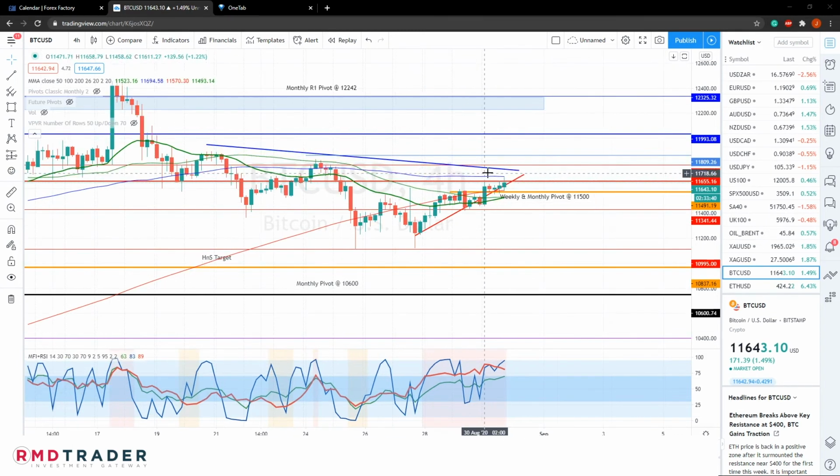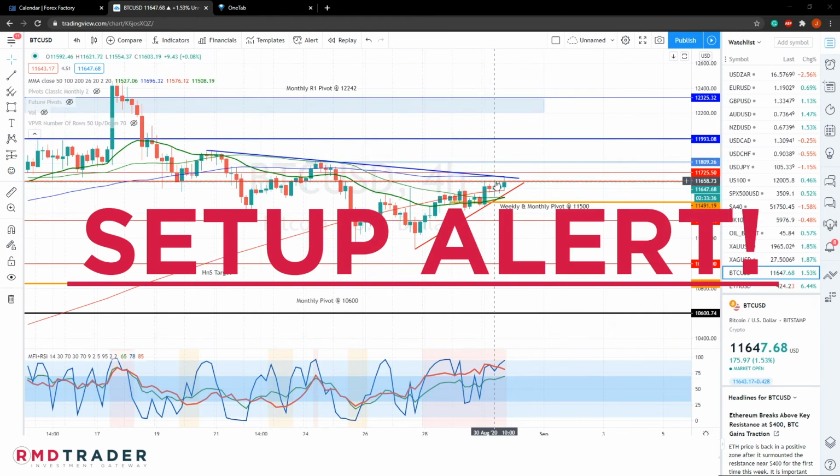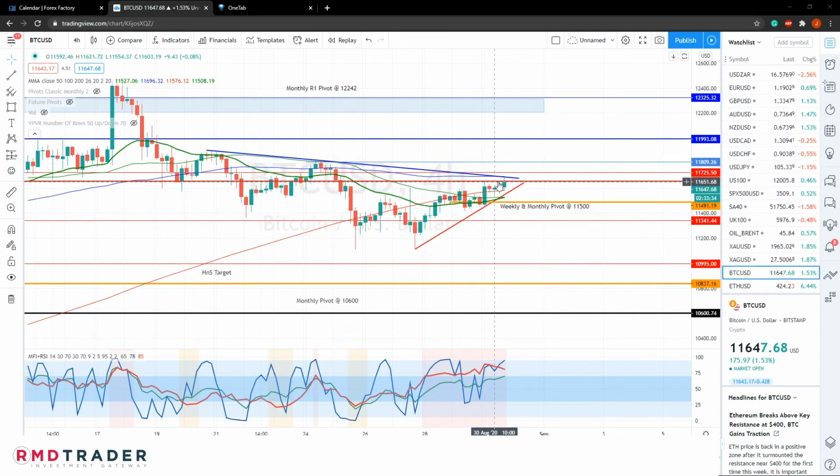And at this stage, I think important areas to keep an eye on would be this overhead diagonal area of resistance, which will coincide with the 100 SMA, and our diagonal area of support, which will coincide with the 200 SMA on the 4-hour. So both these levels are very important to understand where the next move of Bitcoin will go.